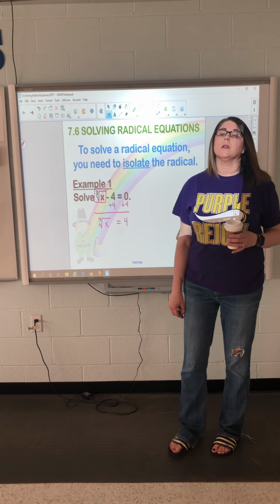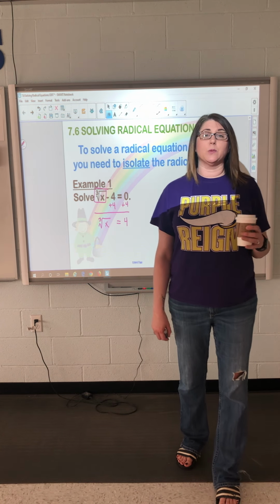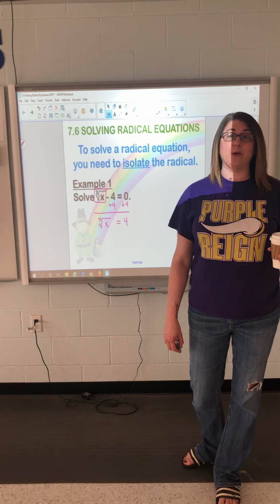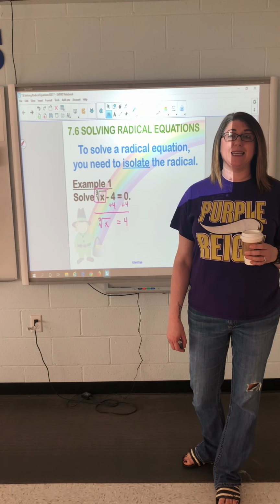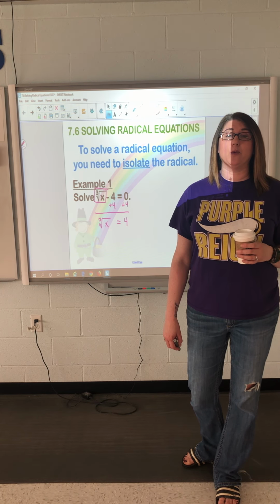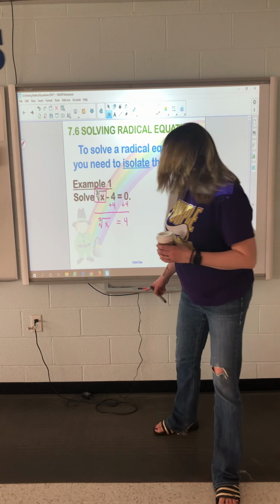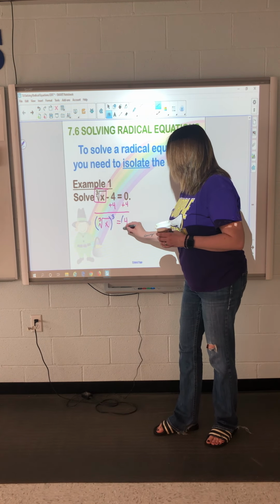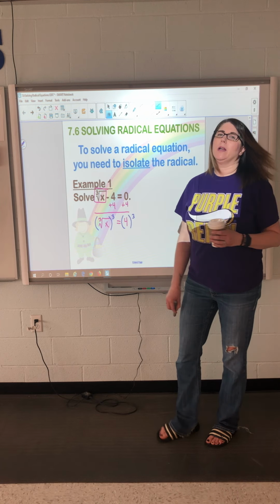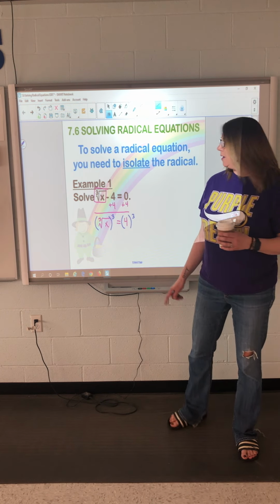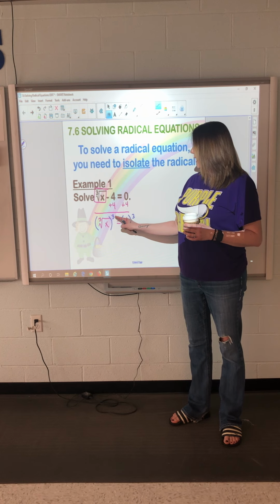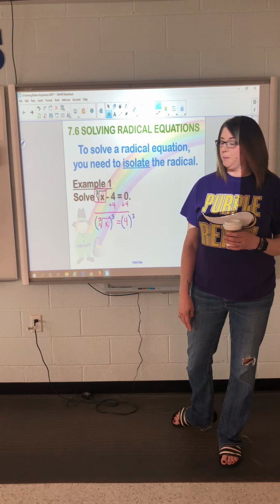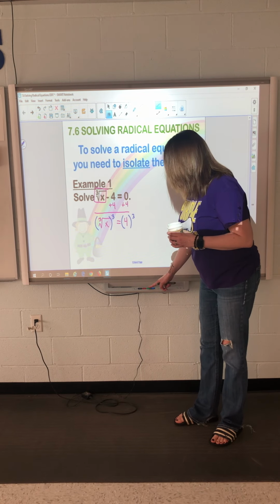All right, well now the goal, since we have the radical isolated, is we want to get rid of the radical. So if you pay attention to the index is a 3. How can I get rid of a cube root? Easy. I'm going to raise both sides to the third power. Remember, whatever you do to one side, you have to do to the other. And a cube root and cubing something, they're going to cancel each other out. They undo one another because they're opposites of each other.